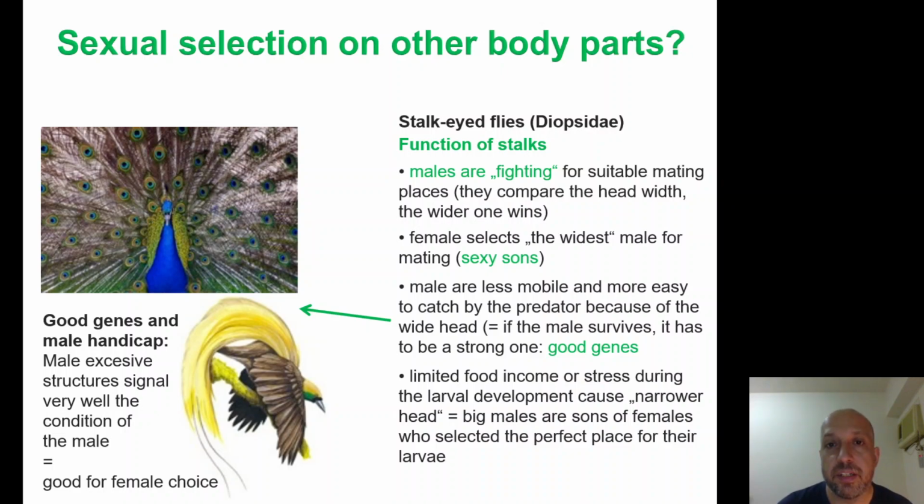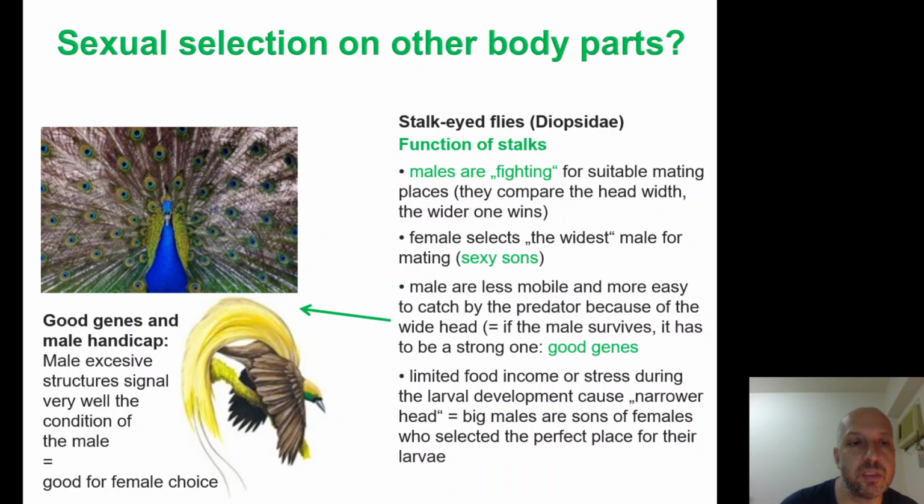It works actually very similar. This logic, how it works in the stalk-eyed flies, is the same as in other, more famous animals, right? If you know the peacock, it has these big tail feathers, which are crazy cool, but they also make it very difficult for the peacock to fly and very easy to be eaten by predators. So if some big strong male survives with that, it also indicates that this specimen is probably very strong and has good genes.